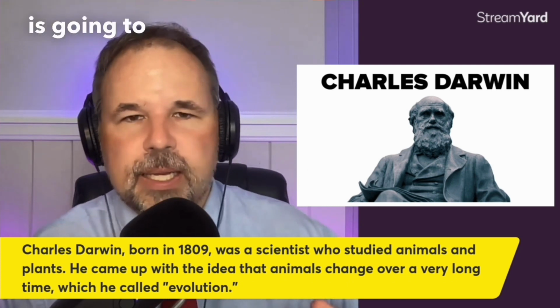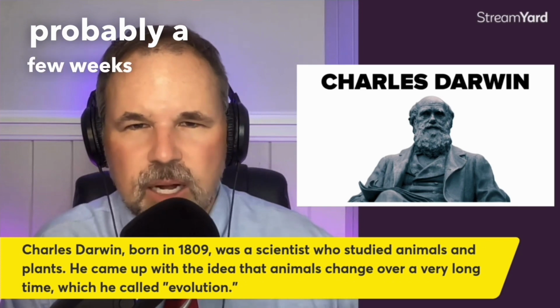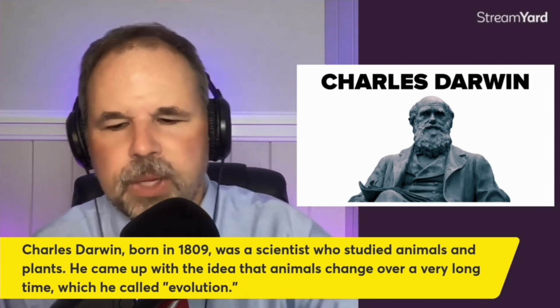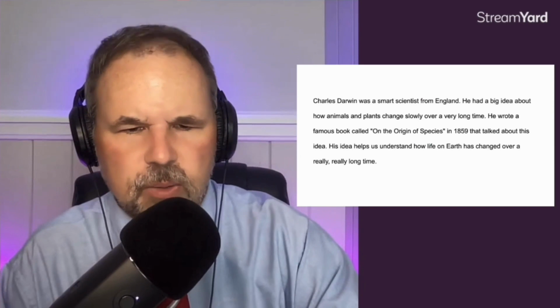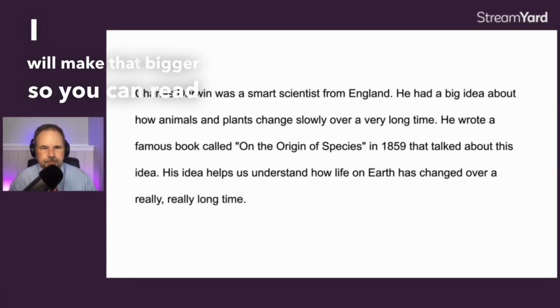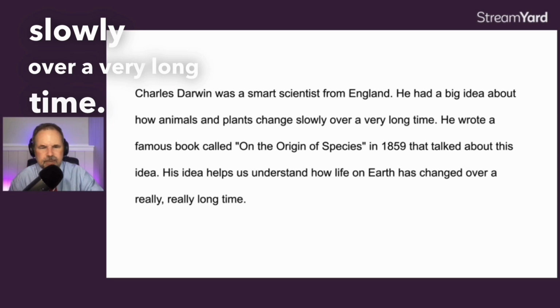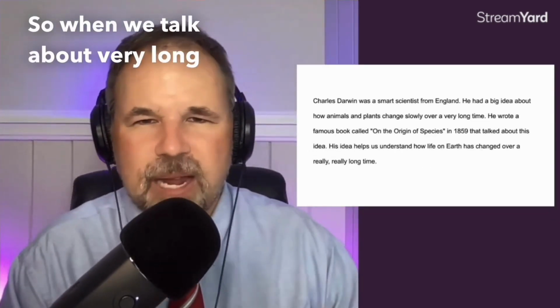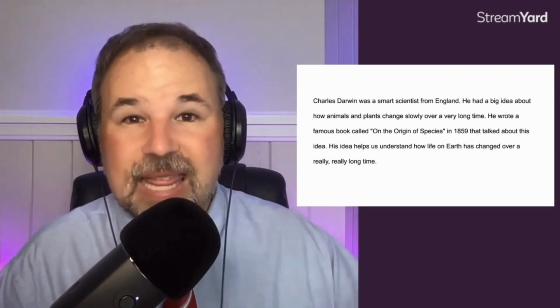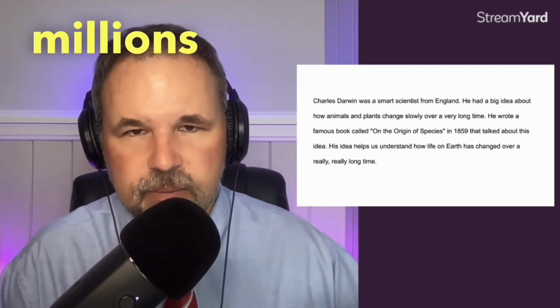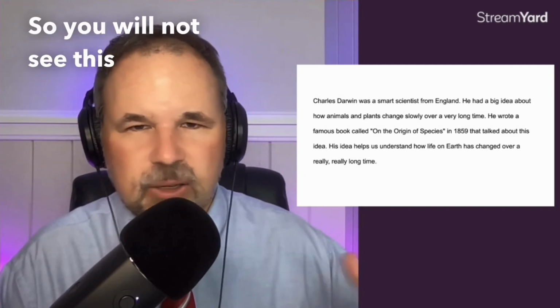Now, evolution is going to take us probably a few weeks to talk about, but I just want to introduce that here in just a little bit. Okay. I also have something else about Charles Darwin. I will make that bigger so you can read it. Charles Darwin was a smart scientist from England. He had a big idea about how animals and plants change slowly over a very long time. So when we talk about a very long time, we're talking about thousands of years, tens of thousands of years, sometimes millions of years. So you will not see this in your lifetime.